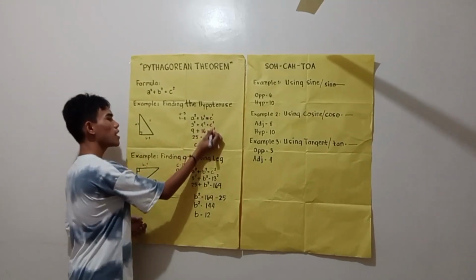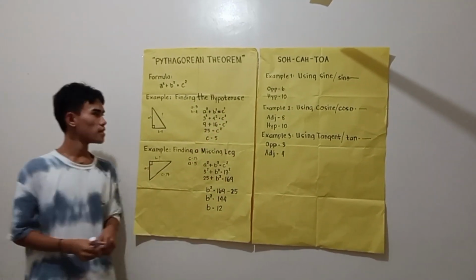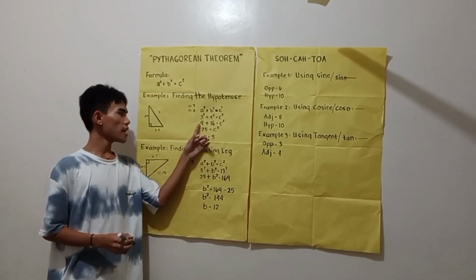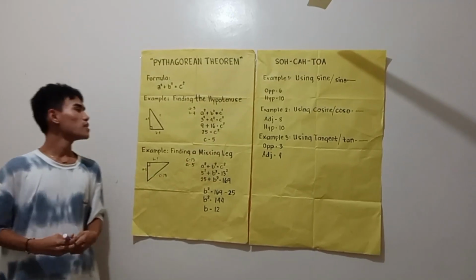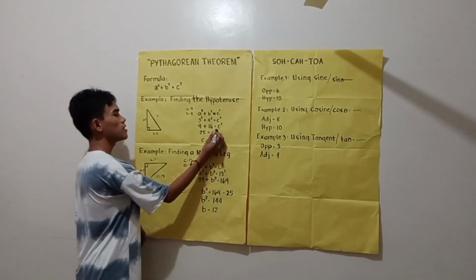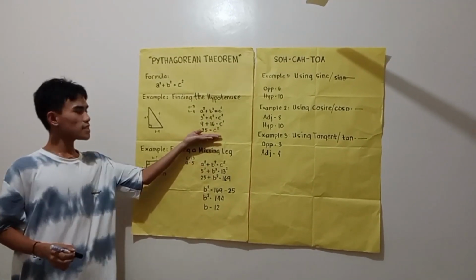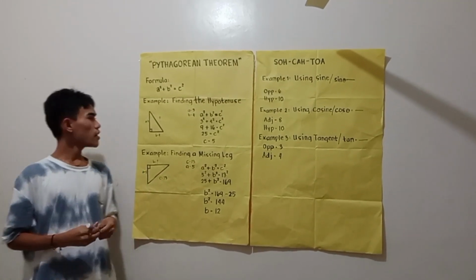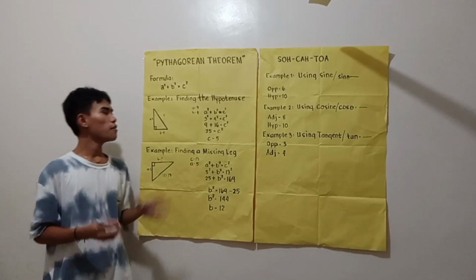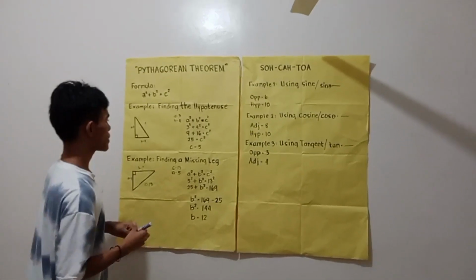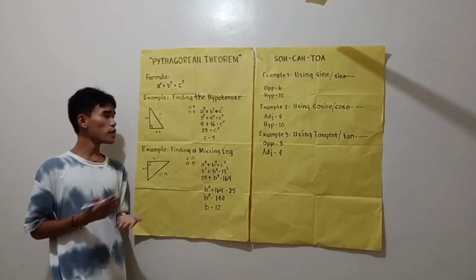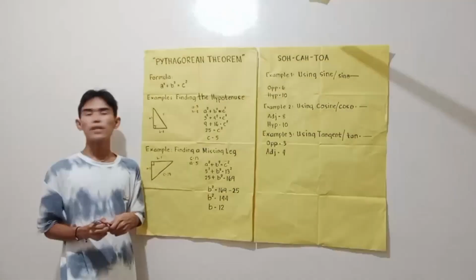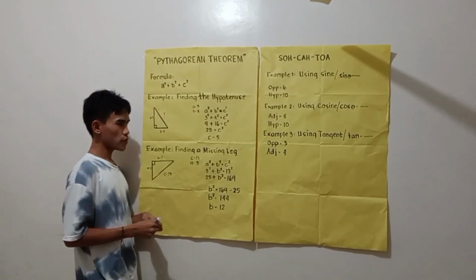And bring down the c squared here. The next step is 9 plus 16 is equal to 25, and bring down the c squared here. And it's not the final answer yet. To identify the value of c, or the hypotenuse, we're going to find its square root. So the perfect square root of 25 is 5. Let's try identifying if it's true.